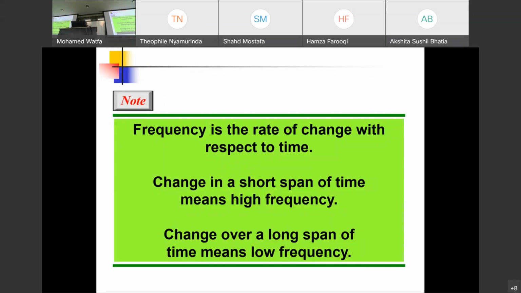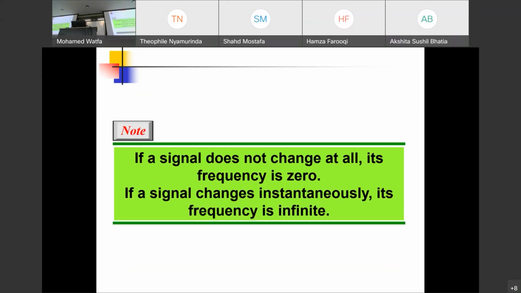So let's move on. So frequency, as we said, is the rate of change with respect to time. In the case of signals, it's basically how many cycles per second. And again, of course, high frequency means I change a lot in a short period of time. Of course, if I change slowly, it becomes low frequency. If you don't change at all, then it has a zero frequency. If you change instantaneously, it has an infinite frequency. So frequency would be infinity.